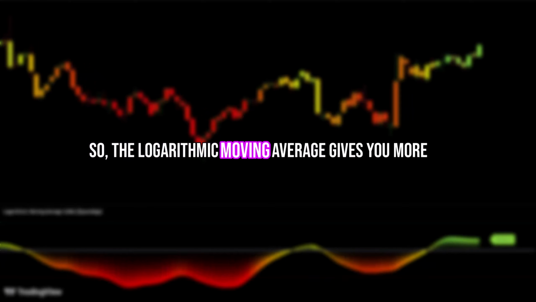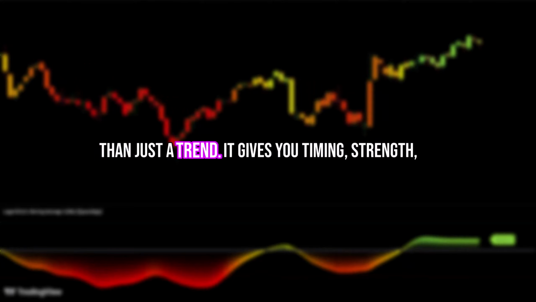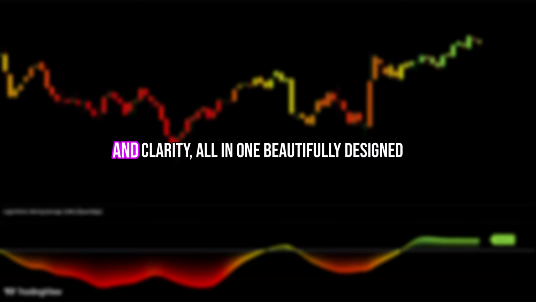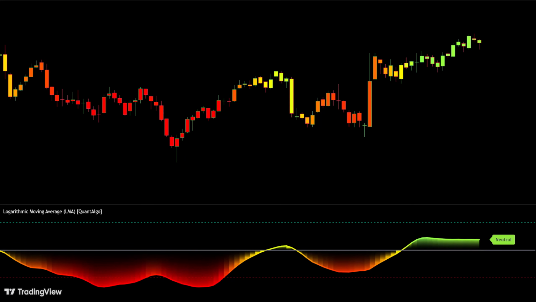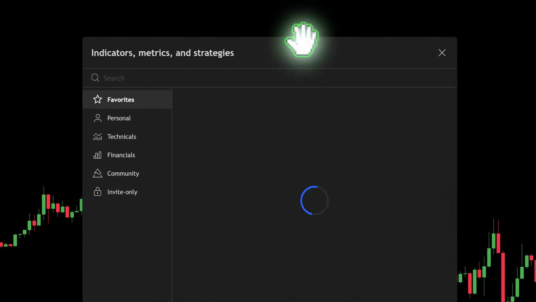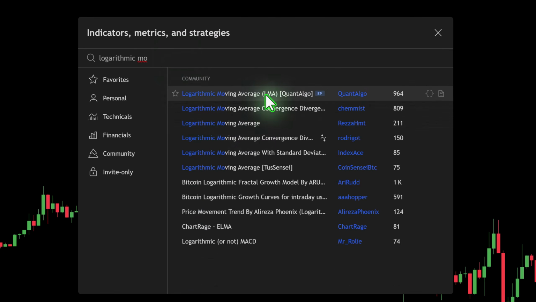So the Logarithmic Moving Average gives you more than just a trend. It gives you timing, strength, and clarity, all in one beautifully designed oscillator. If you want to try this on your chart, head over to TradingView, search for LMA QuantAlgo, and test it out.